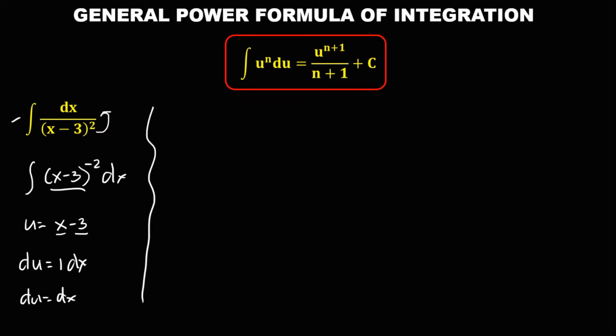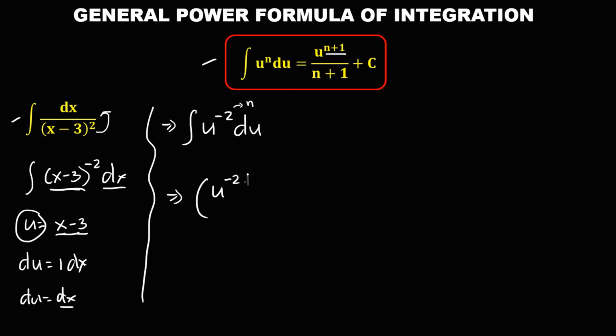Then to find the integral, we have the integral of x minus 3, and that's u. So u to the power negative 2, then the dx. So dx is du. Then using this formula to find the integral, we have n plus 1 and n is negative 2. So we have u to the power negative 2 plus 1 over negative 2 plus 1, then plus c.